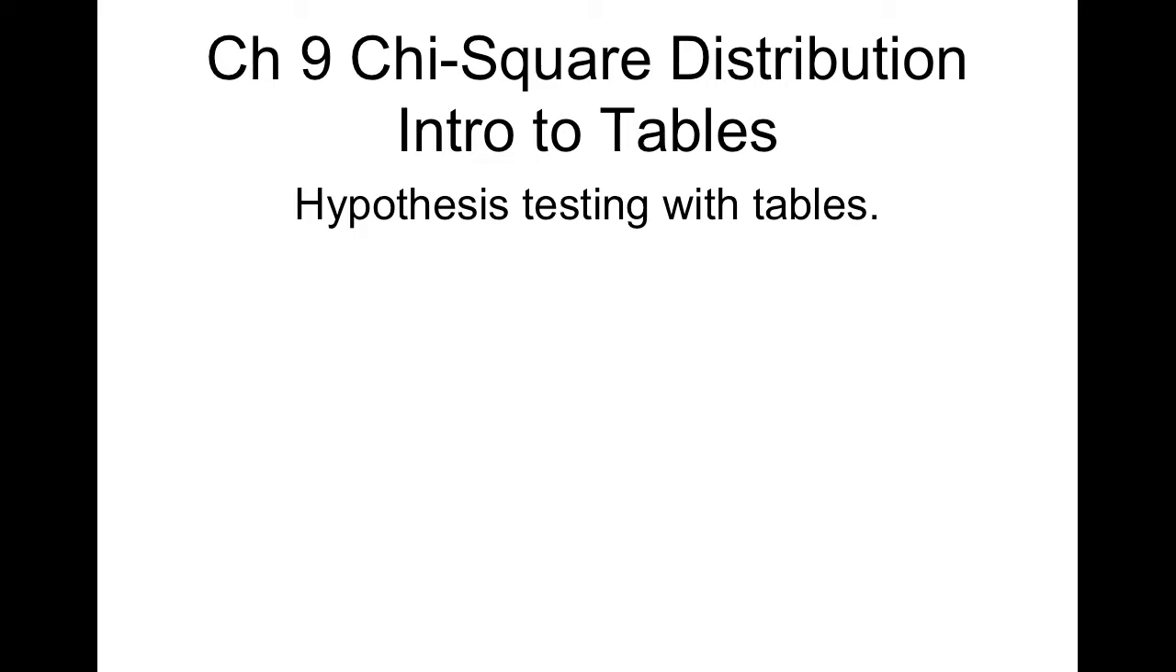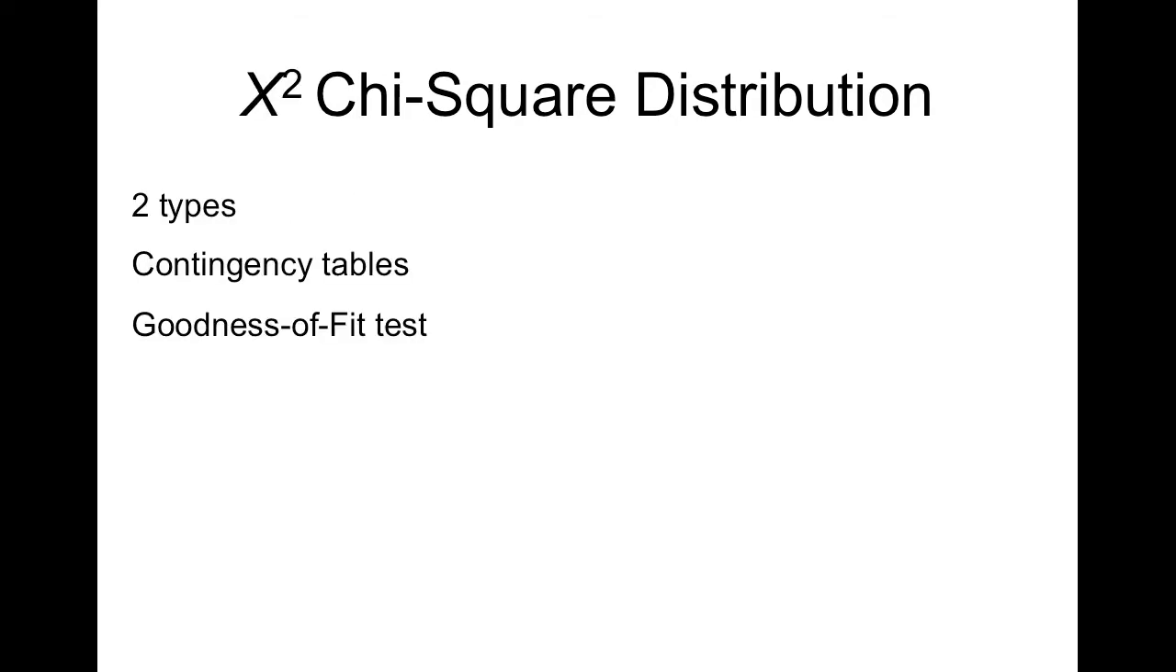So you have been working on Chapter 9 and you are looking at contingency tables for the chi-square distribution. So we're still on Chapter 9, still looking at the chi-square distribution. This time we're going to be looking at the second type of chi-square test, which is the goodness of fit test. So we did contingency tables, now we're looking at goodness of fit.